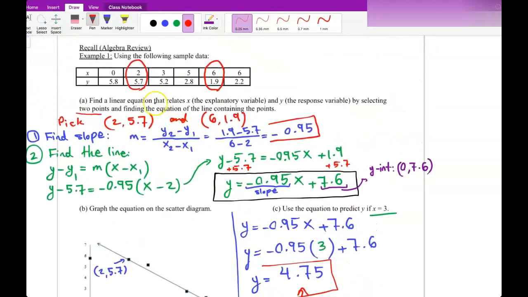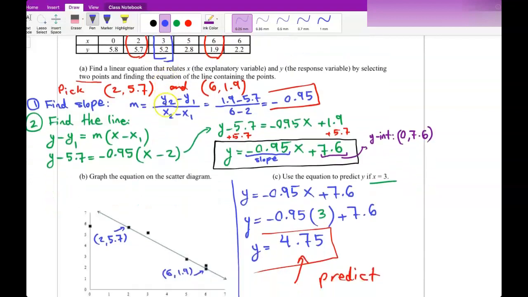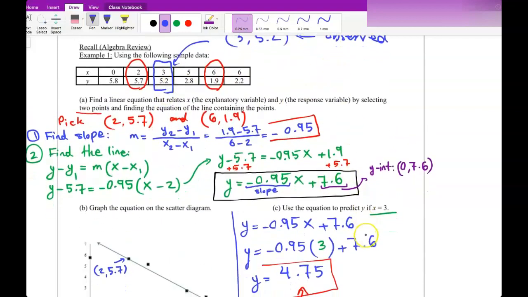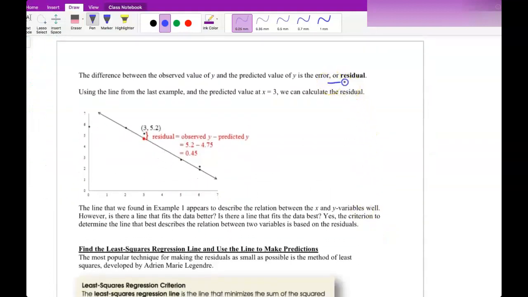But based on this table, what is this one? So here we have 3, 5.2. This is what is observed. So the difference between observed and predicted is error or residual. So it's observed minus predicted.